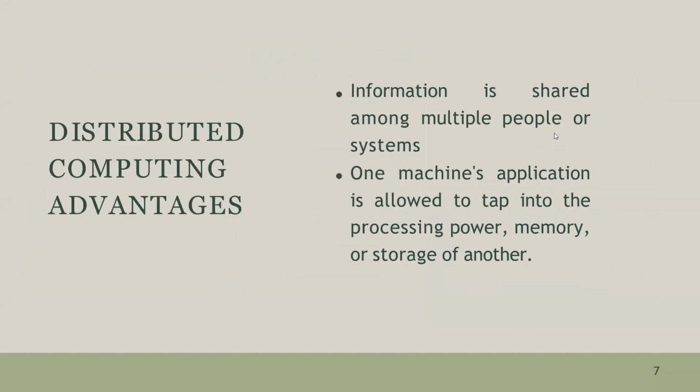Distributed computing allows information to be shared among multiple people or systems. Distributed computing allows one machine's application to tap into the processing power, memory, or storage of another. Although distributed computing may improve the performance of a standalone application, this is rarely the case. Some applications, such as word processing, may not benefit from distribution. In many circumstances, a specific problem may need distribution. Distribution is a natural fit for a corporation that wants to collect data across multiple locations. In other events, distribution can help improve performance or availability.